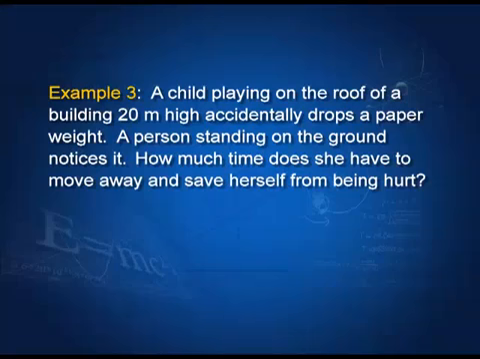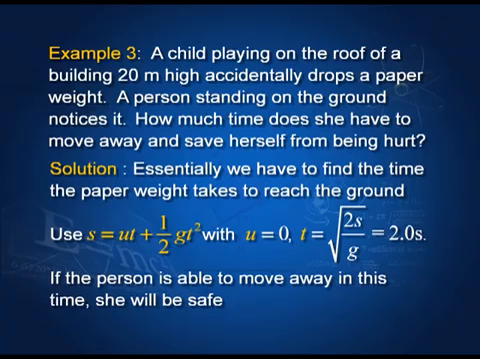A child playing on the roof of a building 20 meters high accidentally drops a paperweight. A person standing on the ground notices it. How much time does she have to move away and save herself from being hurt? This is a common problem. In this case, essentially we have to find the time the paperweight takes to reach the ground. So, u is equal to 0, g equal to 10 meters per second square, and t we get as 2 seconds. So, if the person can move away in 2 seconds, she would be safe, otherwise she would be hurt.